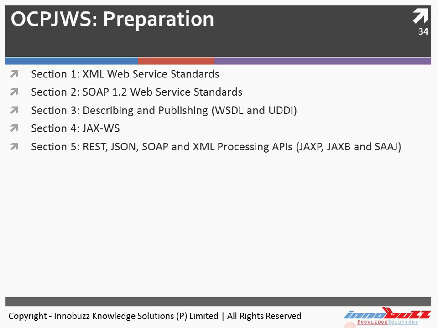REST, JSON, SOAP and XML processing APIs. Therefore, the characteristics of each, that is REST, JSON, SOAP and XML, need to be known, as well as the functions and capabilities of each API. Also, we have JAXR.